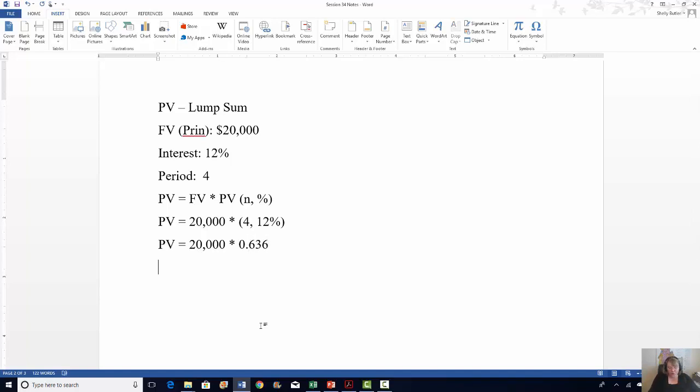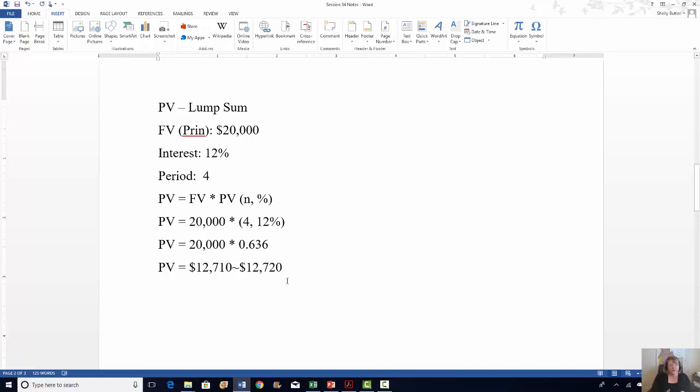0.636. And you multiply that out, and you're going to get a present value of about 12,710 to about 12,720, depending on your rounding. I know, crazy, right? Some calculators go out farther. Anyway, this is what you're going to have.